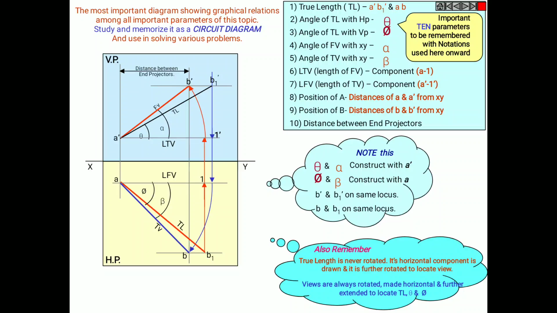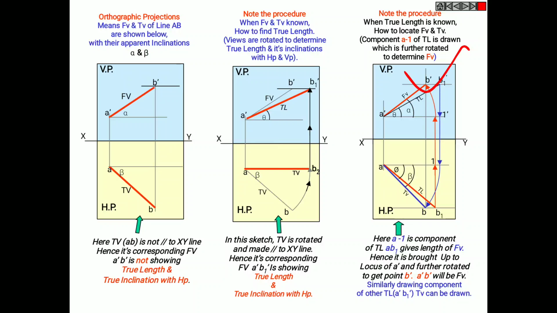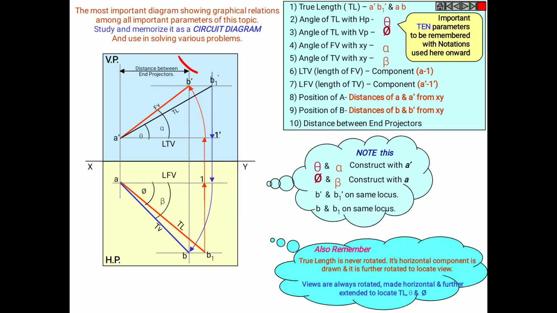So, the last diagram in the previous slide is over here. He is telling you all the indications in it, that this is the most important diagram showing graphical representations among all important parameters of this topic. So, study and memorize it as a circuit diagram and use it in solving various problems. Here you can see the line AB, which is inclined to both vertical plane and horizontal plane. There are some illustrations given in this.